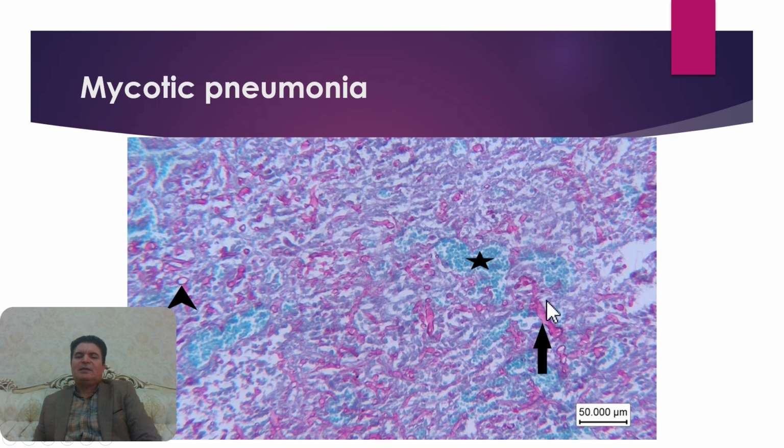Around the vessels, you can observe longitudinal and transverse sections of the fungi hyphae, and these green structures are red blood cells. Here, here. In other words, there is severe hyperemia.